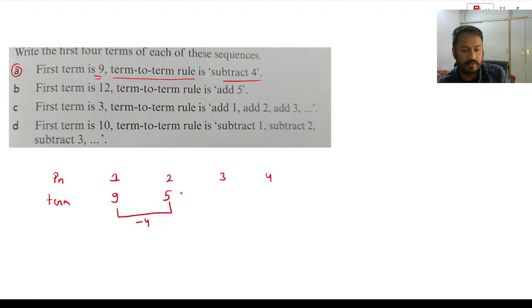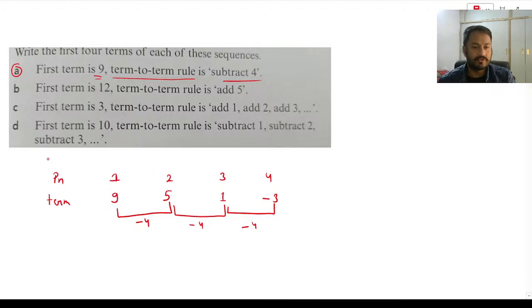Now to get the next term, I will again subtract 4, so I will get 1. Then again I will subtract 4, so I will get minus 3 here, right? So that is how we get the first 4 terms of this.